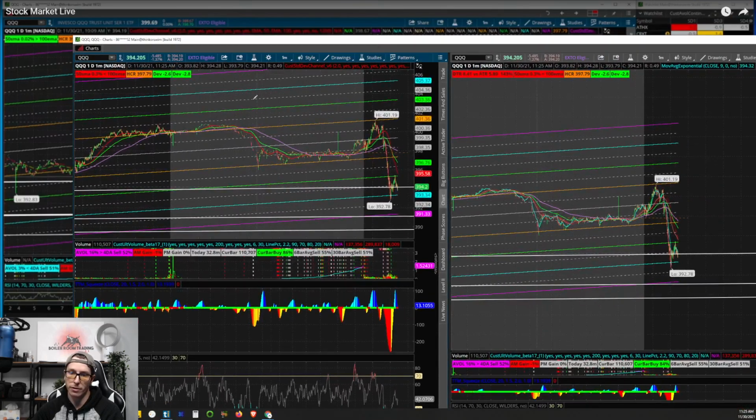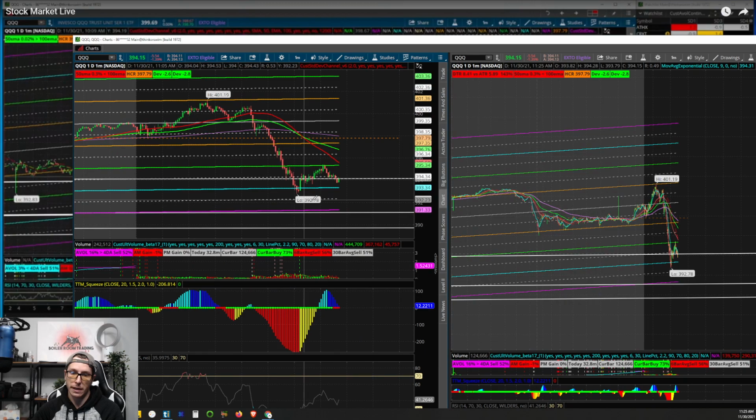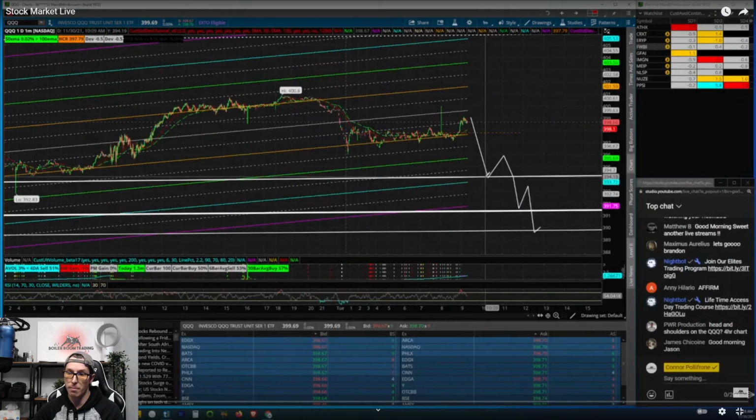Here's a stock chart of the Qs. You can see we actually went down to a low of 392.78, but where did we actually try to bounce? 394. So remember from this morning's live stream, this is pre-market, so the market hasn't even opened, and we're telling you 394 is a target on the down.